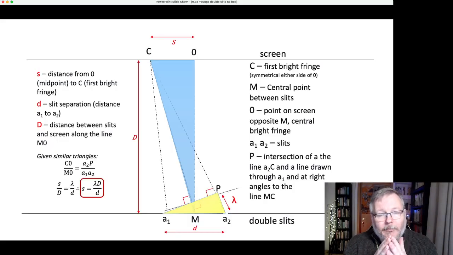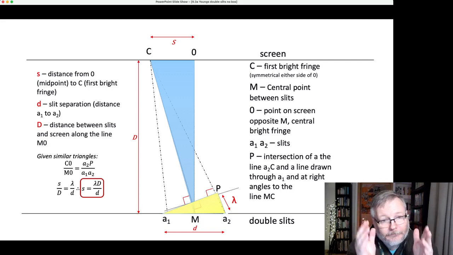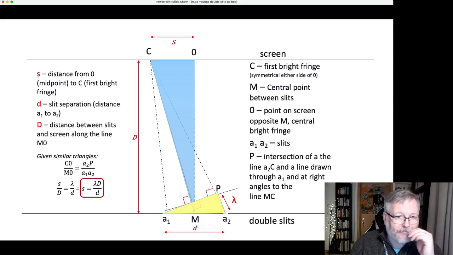Again, we went through the mathematics of this in that previous section, but the equation that we came up with at the time was S equals lambda big D over little d. So the S is the distance between the fringes that you observe, and it's dependent on the wavelength and, reflecting the geometry of the situation, the distance from slit to screen, and the separation of the two slits. So that's Young's double slit.